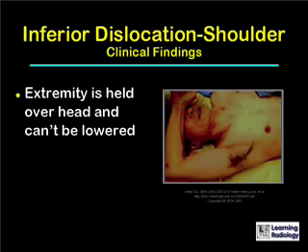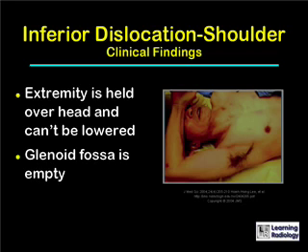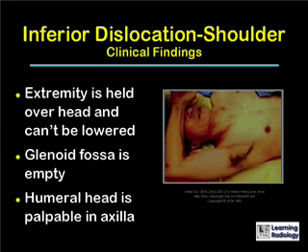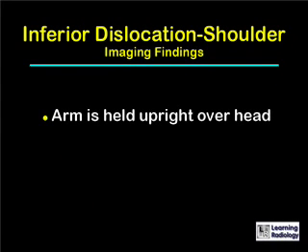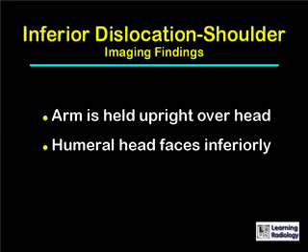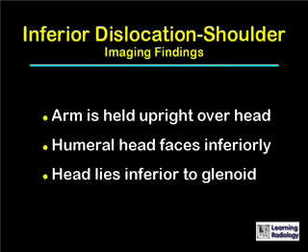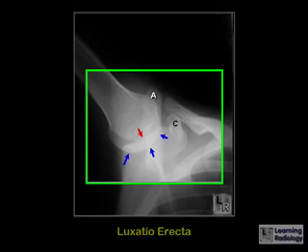The extremity is held over the head and can't be lowered. The glenoid fossa may be empty, and the humeral head can be sometimes palpated in the axilla. This is a photograph of an individual with luxatio erecta and inferior dislocation, and you'll notice that the arm is up over the patient's head. The imaging findings include an arm which is held upright about 45 degrees over the head, and that the humeral head faces inferiorly. The head will lie inferior to the glenoid.